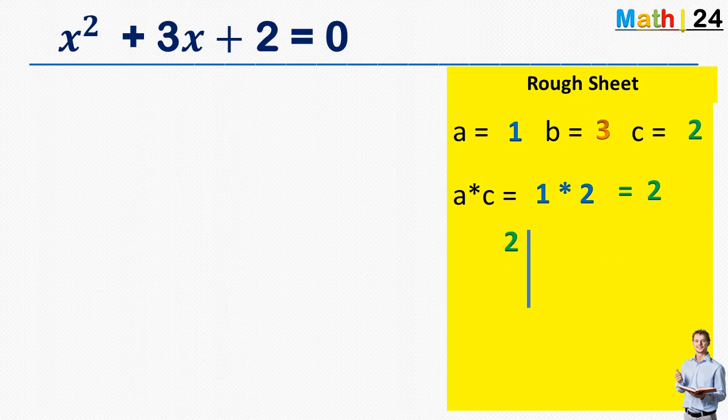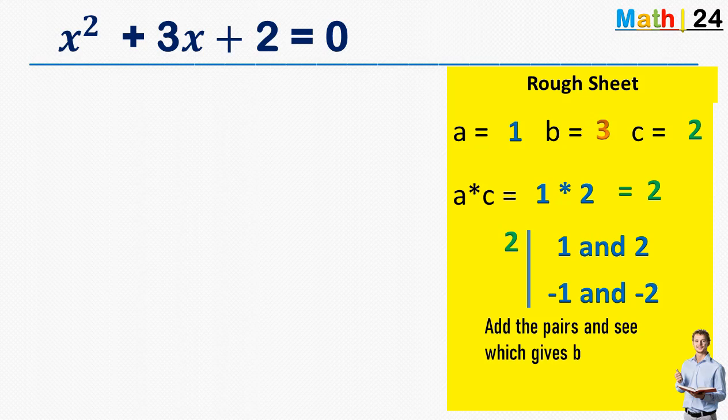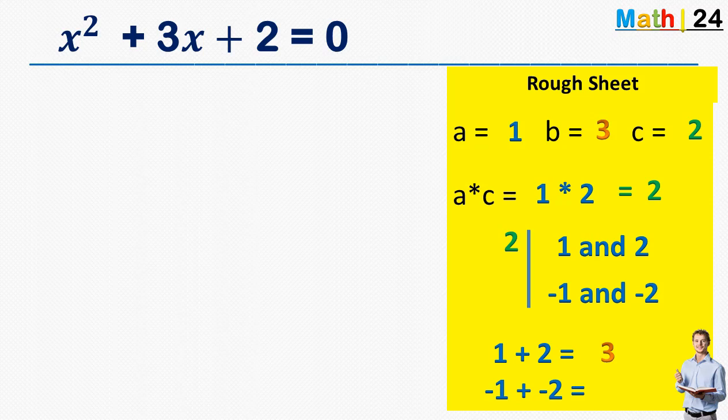So we are going to look for two numbers such that when we multiply, the result is going to give us 2. So we have 1 and 2, and we equally have minus 1 and minus 2. We now add these pairs of factors and see which of them is going to give us the value of b. 1 plus 2 gives us 3, and minus 1 plus minus 2 gives us minus 3. So which of these factors is the correct one? Remember that the value of b is plus 3. So the one that when we add gives us plus 3 is actually the correct pair. So 1 plus 2 giving us 3 means our correct factors are plus 1 and plus 2.